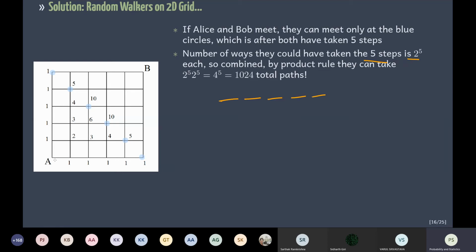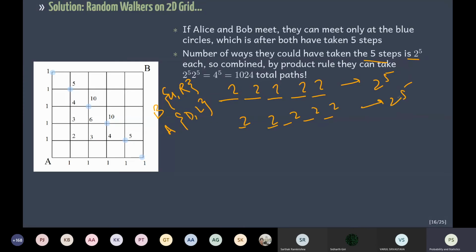Alice is allowed to go up or right. Okay, so this is for Bob, and for Alice it's down and left. So there are 2 choices. So it's like 2, 2, 2, 2, 2. This is for Alice, this 2 to the 5, and same thing goes for Bob, 2, 2, 2, 2, 2, and this is again 2 to the 5.